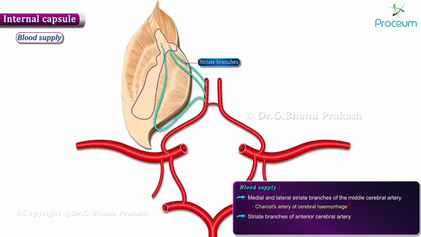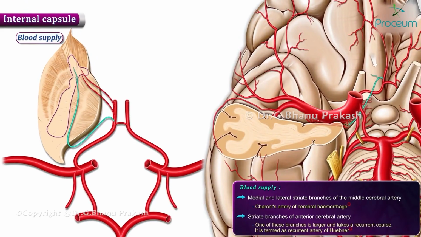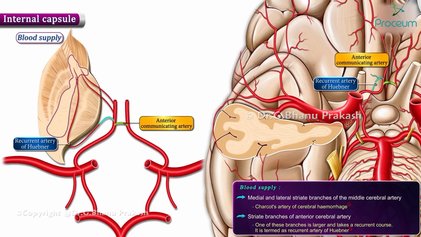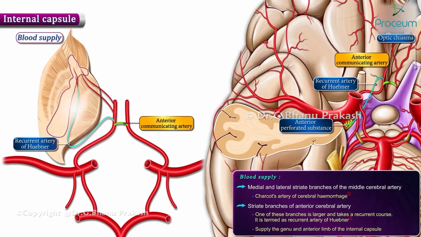Striate branches of the anterior cerebral artery. One of these branches is larger and takes a recurrent course. It is termed the recurrent artery of Hübner. It arises just proximal to the anterior communicating artery, runs superior to the optic chiasma, and penetrates the anterior perforated substance to supply the genu and anterior limb of the internal capsule.